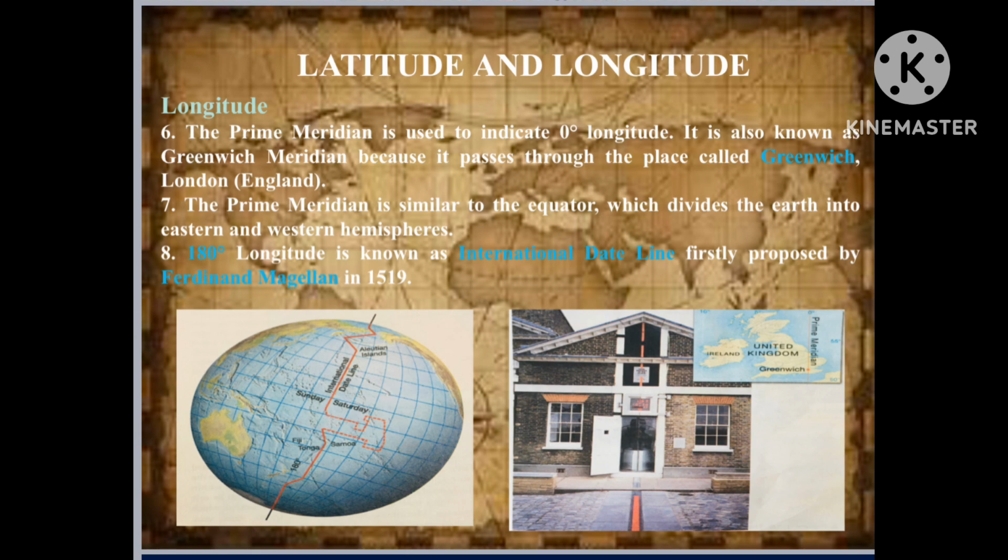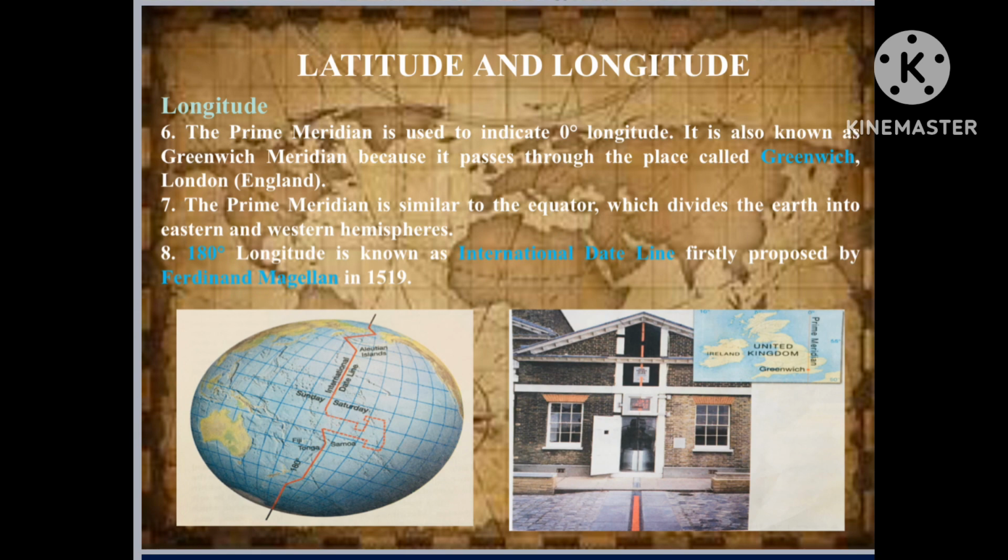The most important longitude is the prime meridian, also known as the Greenwich meridian, which passes through a place called Greenwich, a famous place in England. The prime meridian divides our Earth into two equal halves known as the eastern hemisphere and western hemisphere, just as the equator divides our Earth into the northern hemisphere and the southern hemisphere.